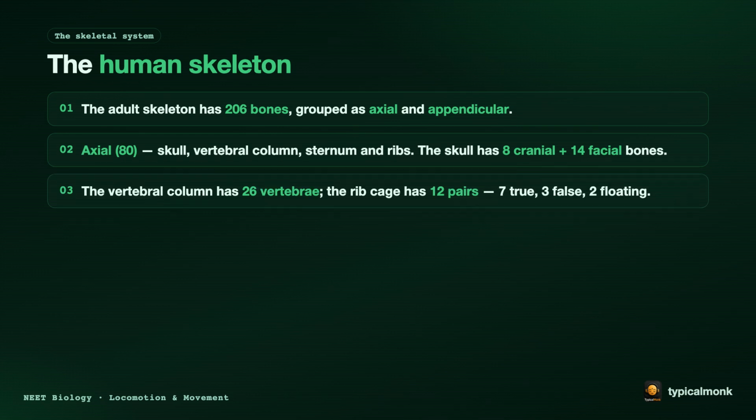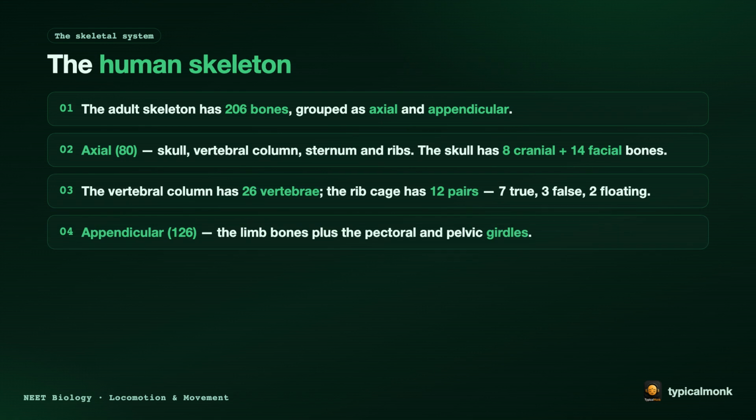The vertebral column has 26 vertebrae, and the rib cage has 12 pairs of ribs, 7 true, 3 false, 2 floating. The appendicular has 126, that is the limb bones and the pectoral and pelvic girdles.